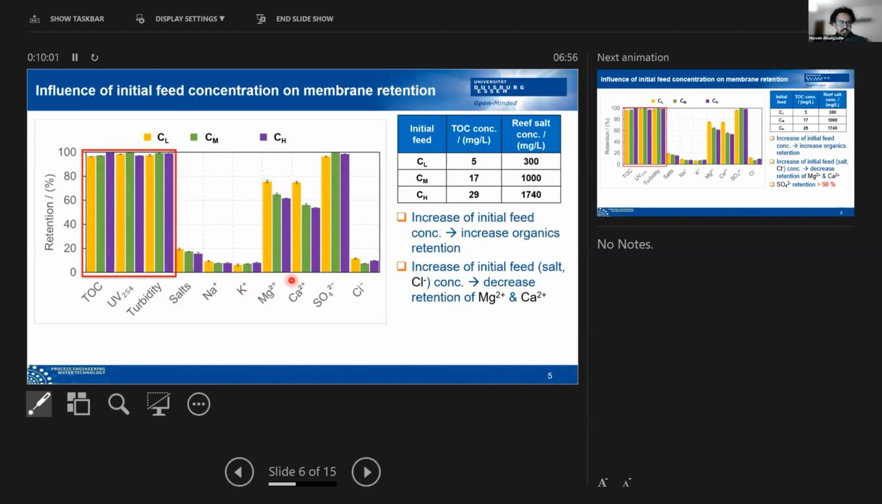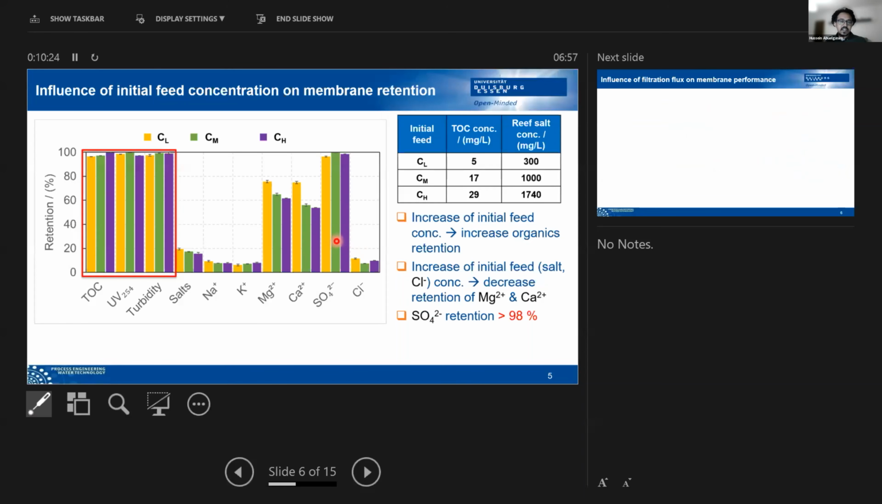For the divalents, magnesium and calcium, as we increase the initial feed concentration, mainly the chloride from sodium chloride, there is a decrease of the retention of magnesium and calcium. Instead of starting from 70%, we end up with 60% whenever we increase the initial feed concentration. The sulfate shows 98% in all the conditions, however we increase the initial concentration.